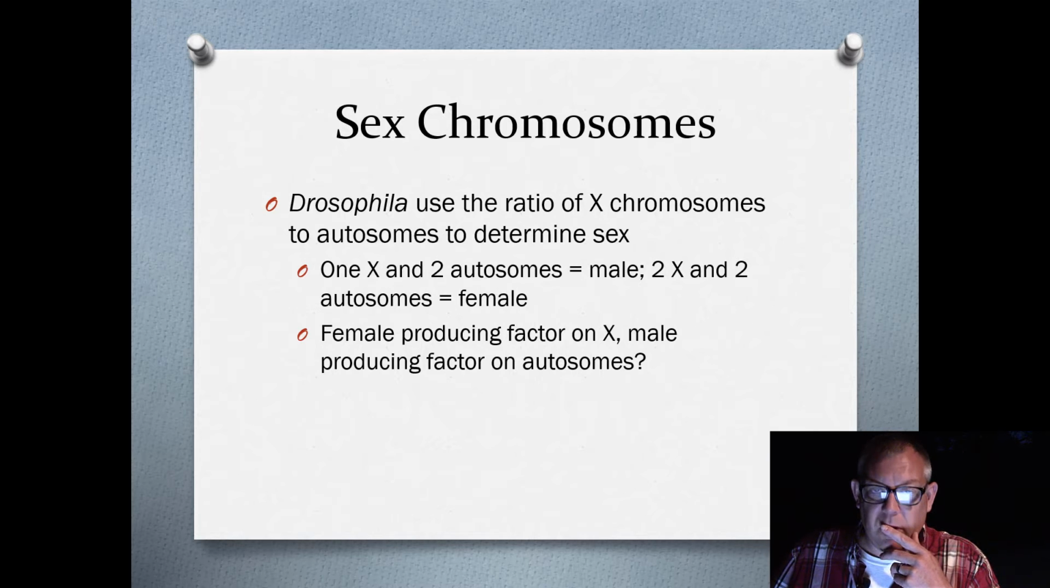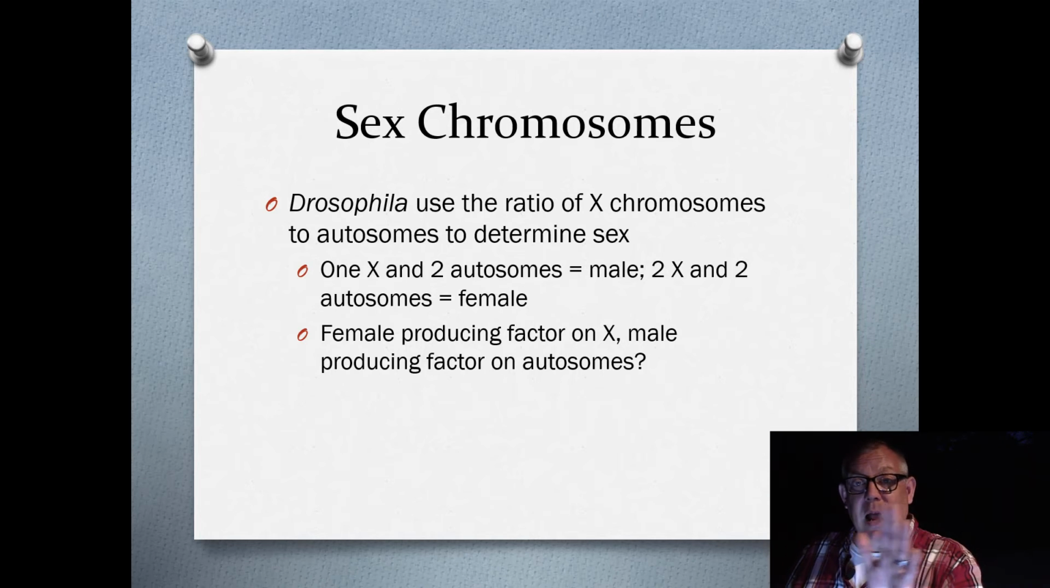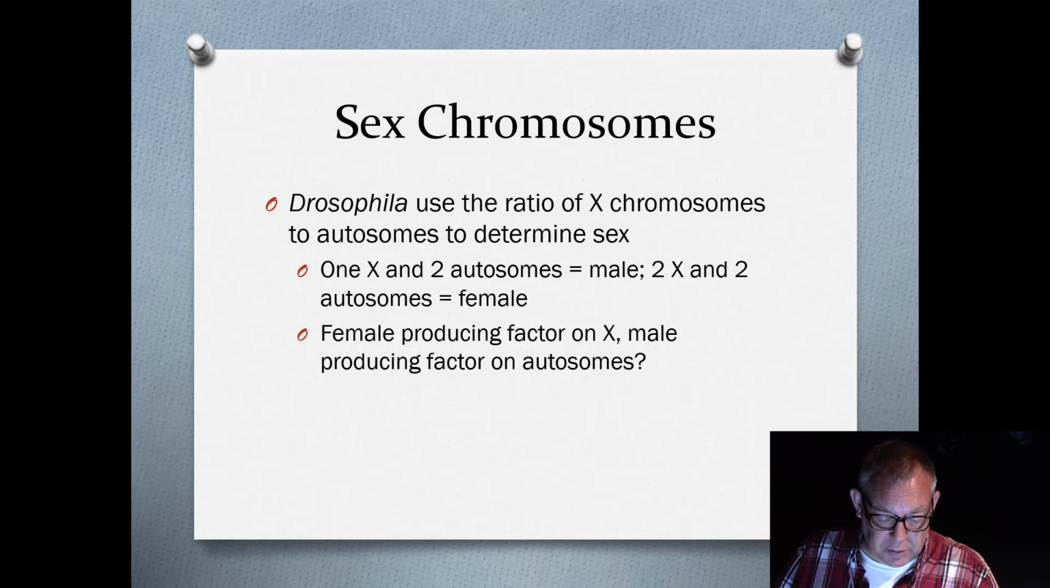And so it might be that there's a female producing factor on the X chromosome and a male producing factor on the autosomes. And so if you only have one X chromosome, that can't override the male producing factor, whereas if you have two, it can. That's a possibility. You know, I'm not a Drosophila person. Anyway, fascinating.